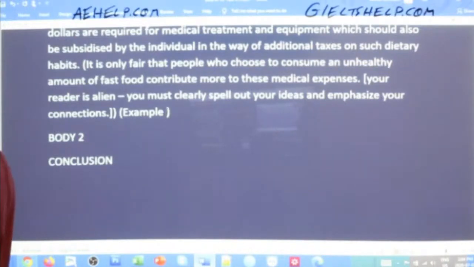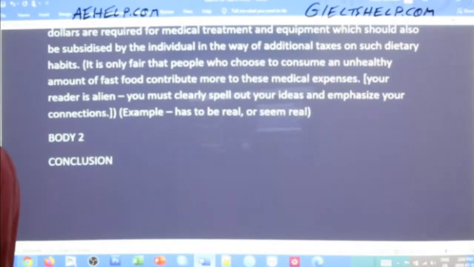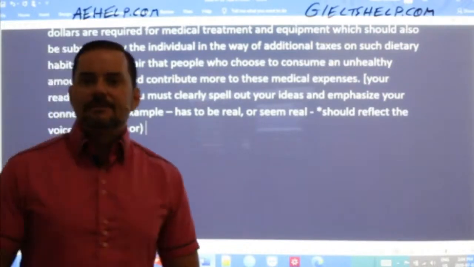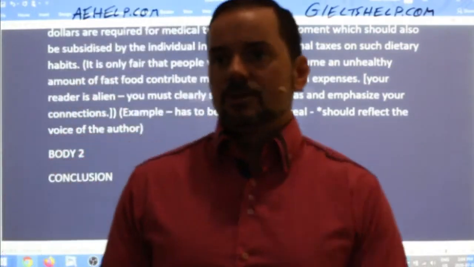You do the same. The example has to be real world or seem like real world. Okay. Has to be real or seem real. Should be kind of visual, something that we can see. And it should reflect the voice of the author. In this case, it's first person. So you definitely want to have the first person voice in there. This is a first person essay.